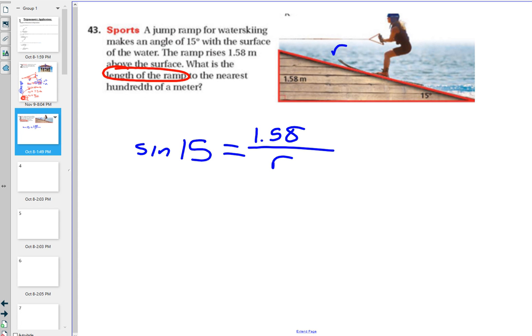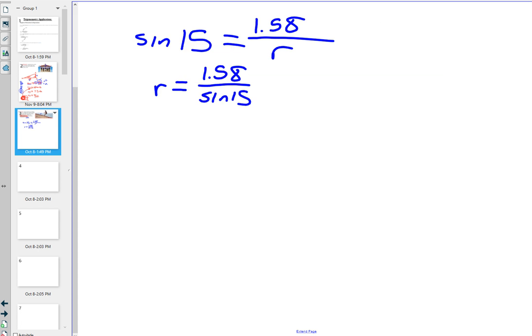Kenny? Yeah, because now the side I'm looking for is on the bottom. So actually, the shortcut so that you don't have to show any algebra is just to put the R by itself and then put 1.58 divided by sine 15. Patty says that there's no unit conversion here because they want us to still use meters, but they want hundredths of a meter. So how many decimal places is that? 2. Did you use the calculator? What's 1.58 divided by sine 15? 6.10. All right.